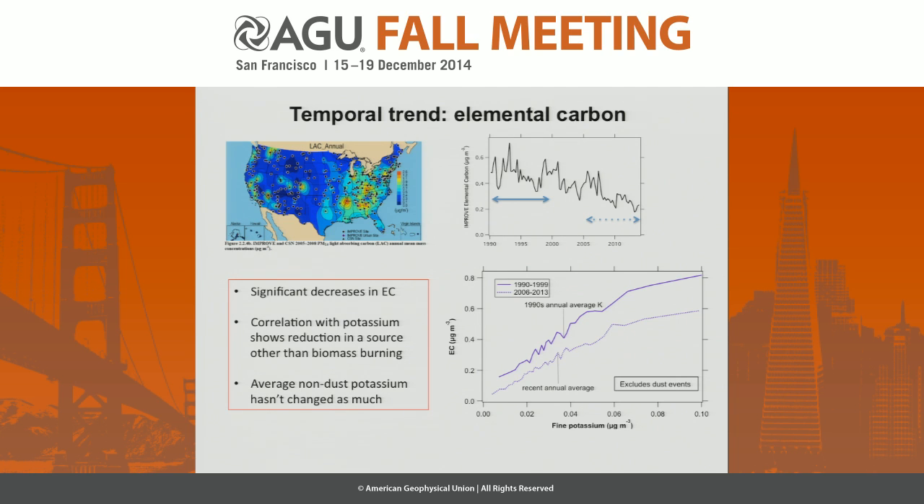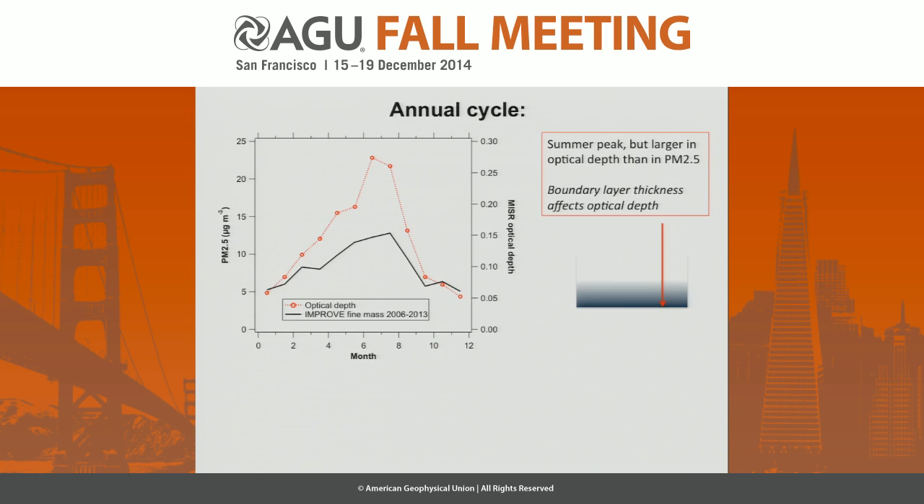You have essentially the same correlation, essentially the same average amount of potassium, but you have a vertical offset. And that's indicating to me that the reduction in elemental carbon, which is no surprise, is coming from a source other than biomass burning. The reason elemental carbon went down is probably controls on diesels rather than a change in biomass burning over the last, say, 20 years.